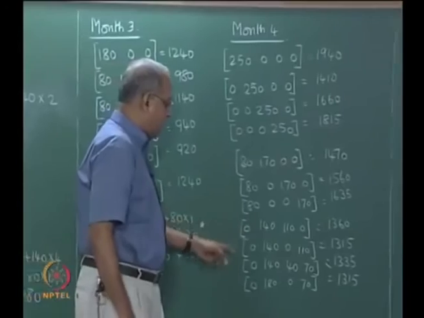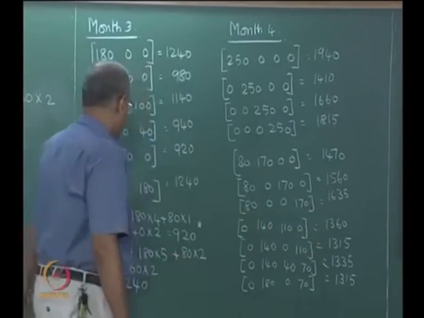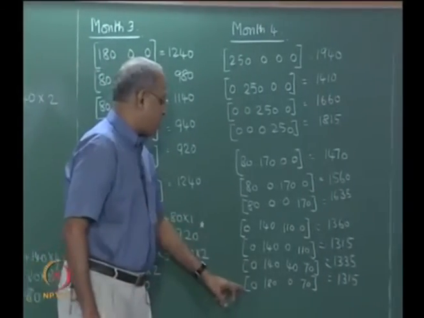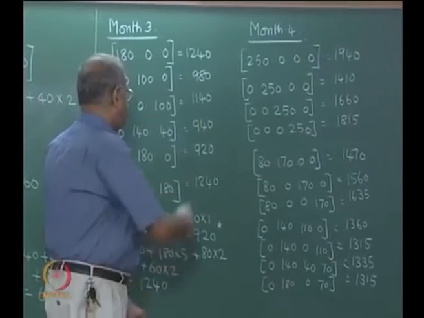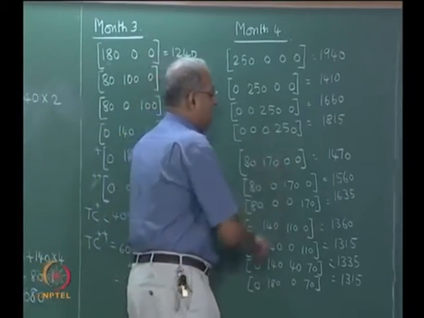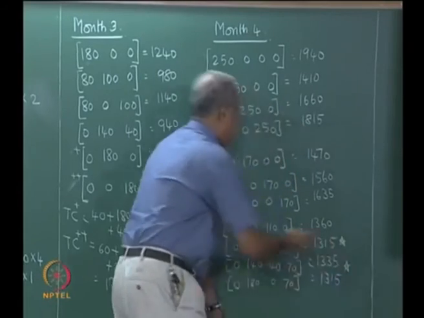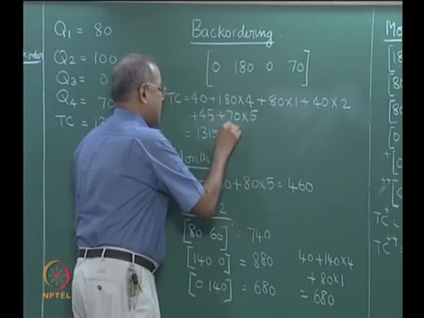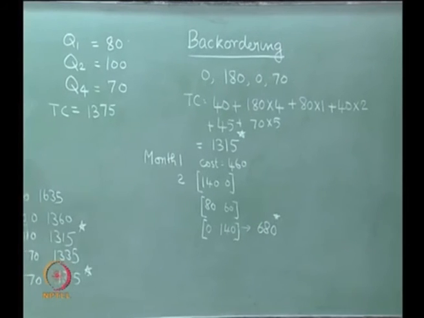So, we take the 0, 140 and look at the other cases that are here with 1335, and the third one, the best case is 0, 180. So, we have 0, 180, 0, 70. 0, 180, 0 gives us this 920 plus 70. Now, we realize that the best value happens in 2 instances, which is 1315 here, which also happens to be the solution here that we showed, compared to 1375 of the earlier one.